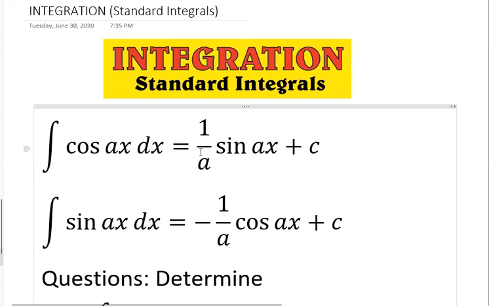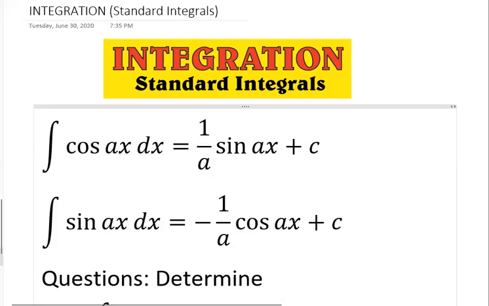But for the purpose of this class, we'll be dealing with 2 of them as you can see on the screen. These are standard integrals. Whenever you are integrating, for instance, cos ax dx, your answer will be 1 over a sine ax plus c. Whenever you are integrating sine ax dx, your answer will be what? Minus 1 over a cos ax plus c, as you can see. So your value here will determine what you have here and here at the same time.